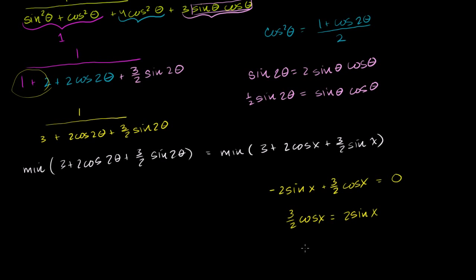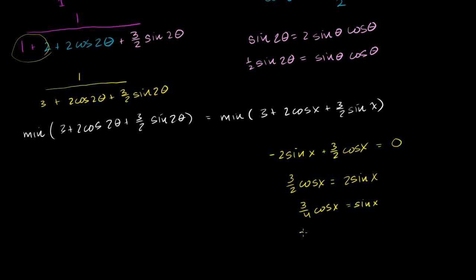And then we can divide both sides of this equation by, let's divide by 2 first. I don't want to skip too many steps. So 3/4 cosine of x is equal to sine of x. And then we can divide both sides by cosine of x. So we get 3 over 4 is equal to sine of x over cosine of x, which is the same thing as the tangent of x. So an x value where the tangent of x is 3/4 is going to give us either a maximum or a minimum point.